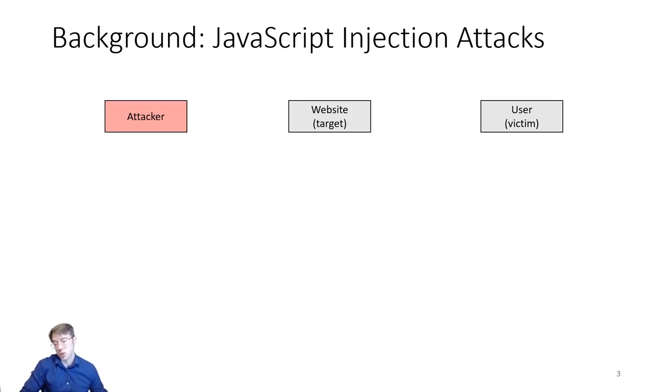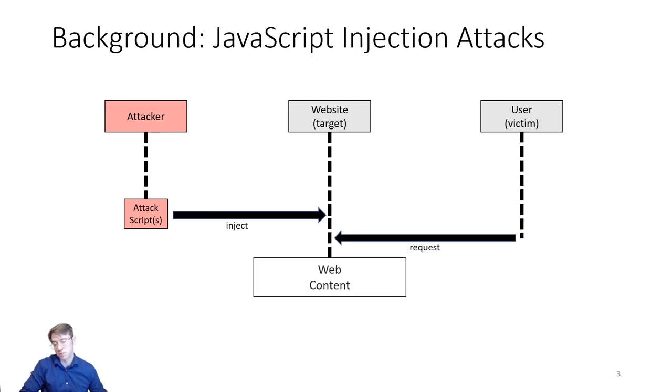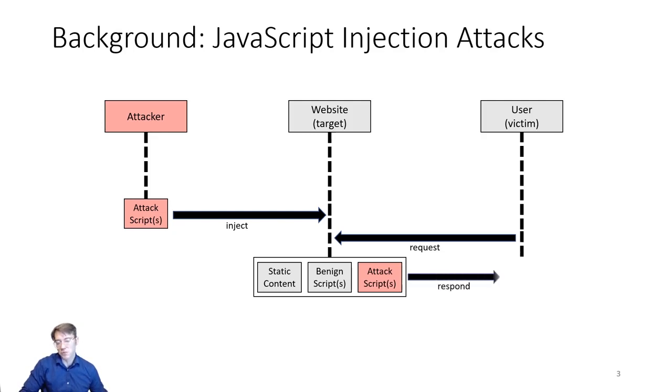The attack begins when the attacker crafts a malicious payload, some type of JavaScript, and injects it into the target website via some kind of vulnerability, perhaps a cross-site scripting attack. At some later point, the user will attempt to access the website, and the website will respond with web content, which will include likely static content, some benign scripts which are supposed to be served, and of course the malicious payload which was injected. All of this data is part of the response to the user.